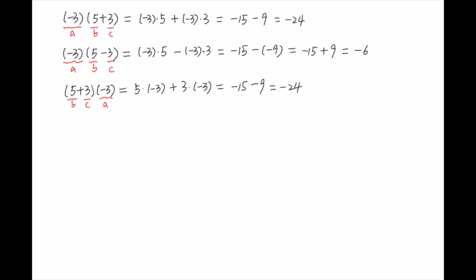Now let's see another example. In this expression, 5 is B, 3 is C, next 3 is A. According to the equation, we can get BA minus CA is -15 plus 9 equals -6.